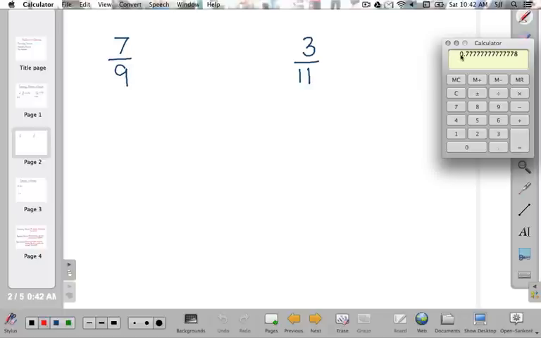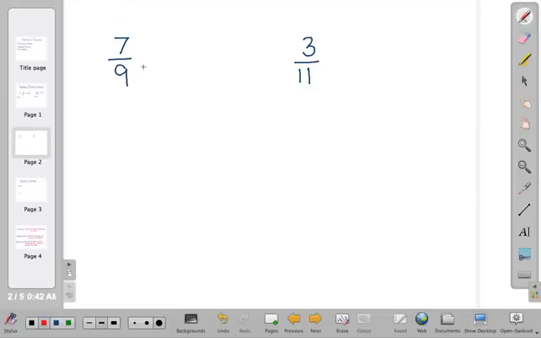This is a decimal that never comes to an end. It repeats that 7 over and over and over again. So rather than having to write 7 on and on and on, the way we write that is we write 0.7 and we put a bar over the 7. And by putting a bar over the 7, we're telling people that this part underneath the bar is the part that repeats. So this 7 repeats itself. So this is known as a repeating decimal, and we put the bar over the 7 to tell everyone that the 7 repeats.